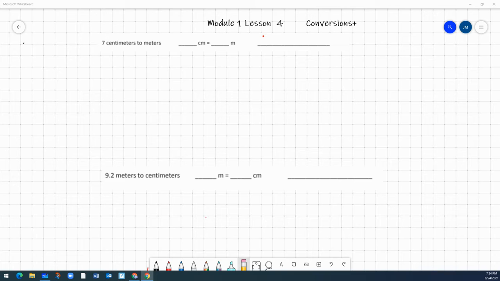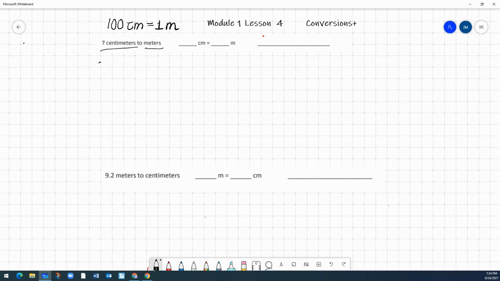Module 1, Lesson 4. This is our current lesson, so we need to convert 7 centimeters to meters. Now, it is always important to know that 100 centimeters equals 1 meter. Okay? Now, we're going to do the math, and this is what we have.